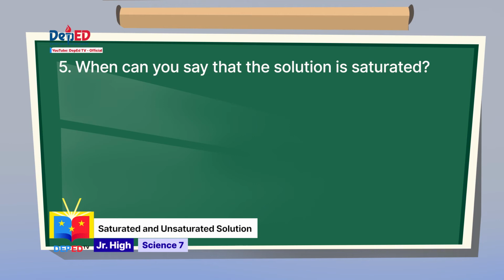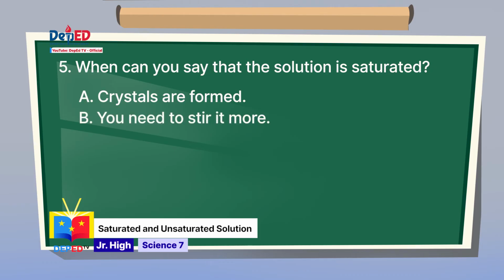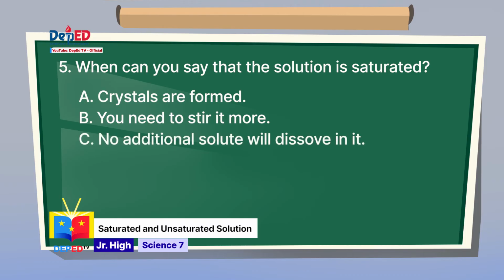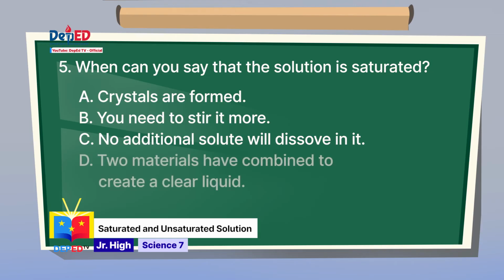Number 5. When can you say that the solution is saturated? A. Crystals are formed. B. You need to stir it more. C. No additional solute will dissolve in it. D. Two materials have combined to create a clear liquid. A solution is saturated when no additional solute will dissolve in it. If your answer is letter C, great! You got the right answer.